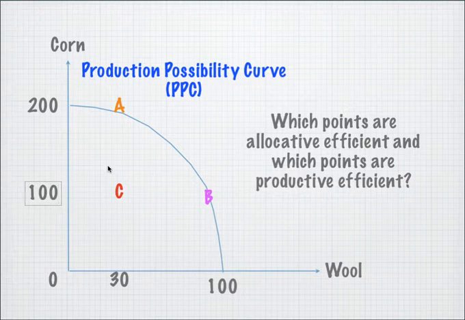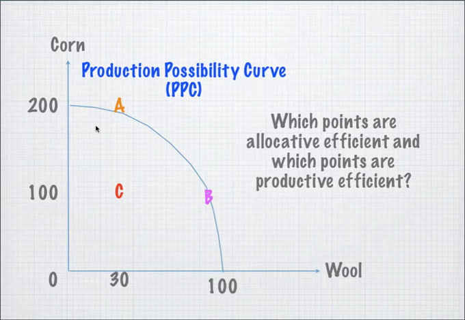What is the opportunity cost? Can you answer that question? Okay, the opportunity cost of producing 100 units of corn is 30 units of wool. So what's the opportunity cost of producing 1 unit of corn? It's 30 divided by 100, which is 3 over 10. Okay, so that's the opportunity cost of producing 1 unit of corn.